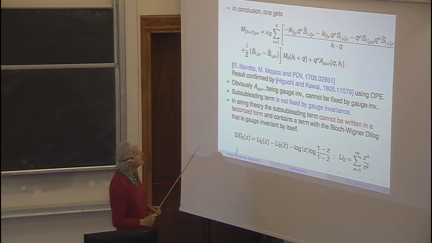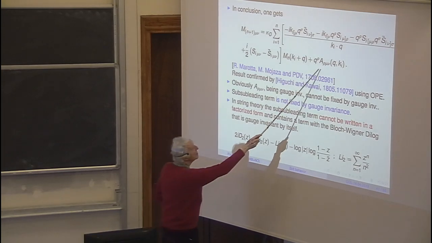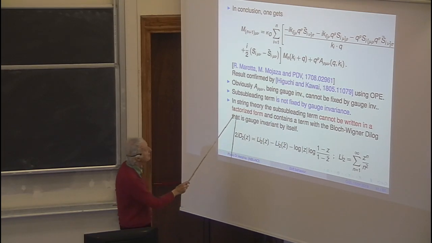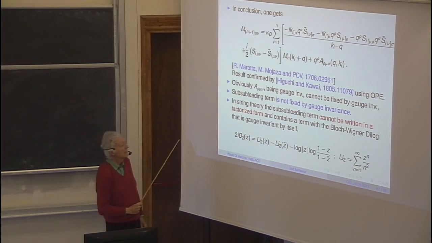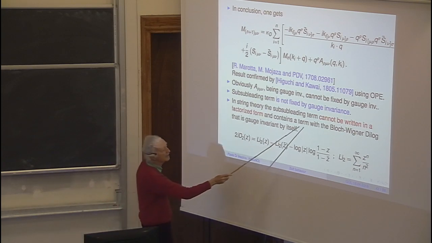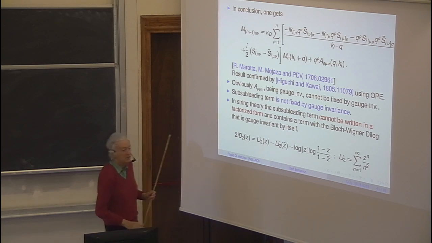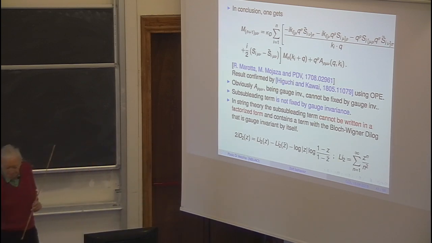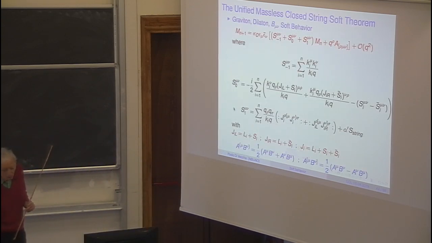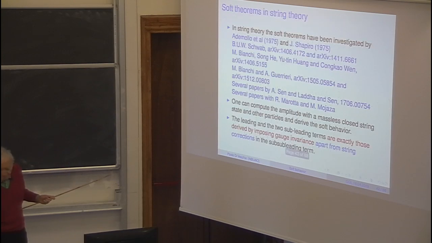So it cannot be fixed. And in string theory, the sub-leading term cannot be written in a factorized form, and actually contains a term with the Bloch-Wigner dilogarithm that is gauge invariant by itself. And so there is a unified formula for graviton, dilaton, and b mu nu. Now let me go now to string theory.